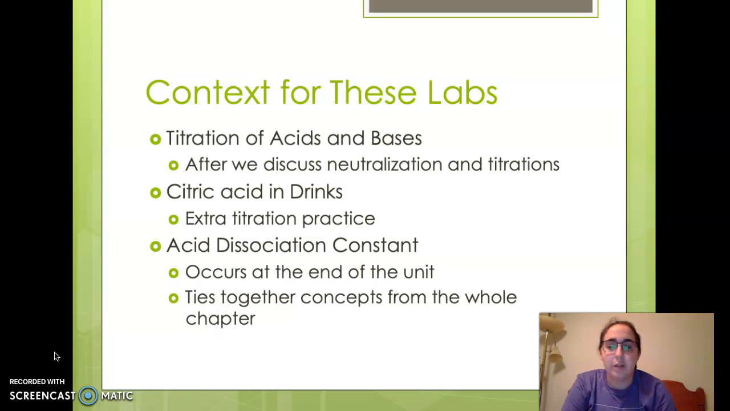And then at the end of the chapter, we'll do an acid dissociation constant lab. It kind of ties together different concepts we talked about. So obviously has the acid dissociation constant, but they're also going to be doing a titration in that lab and doing some dilutions from a previous chapter.